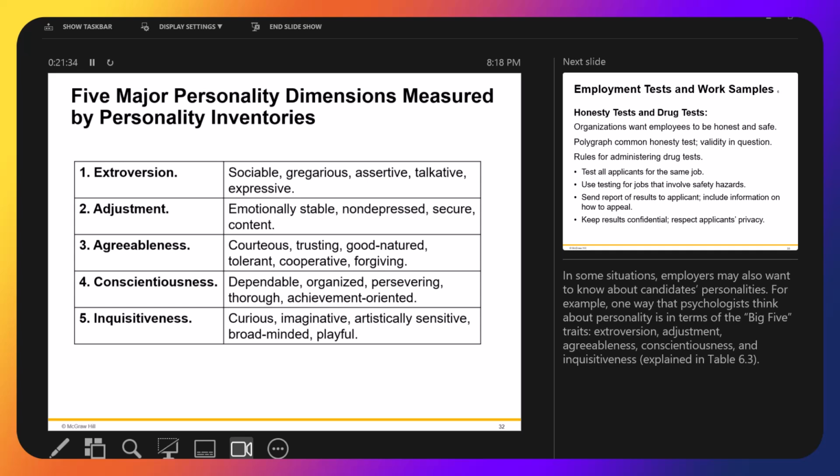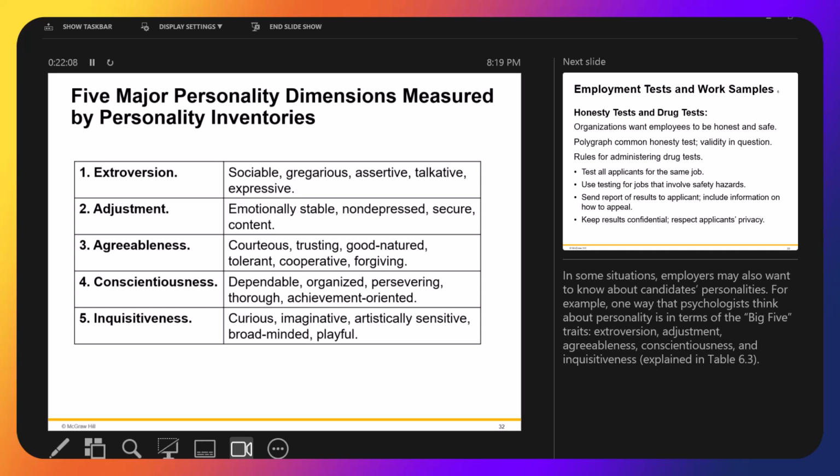So extroversion: socially gregarious, assertive, talkative, expressive. These are the kind of people you think of who are outgoing, like sales reps, people who are doing things for promoters, marketing. Adjustment: emotionally stable, non-depressed, secure, and content. Agreeableness: courteous, trusting, good-natured, tolerant, cooperative, and forgiving. These people make good folks in customer service.